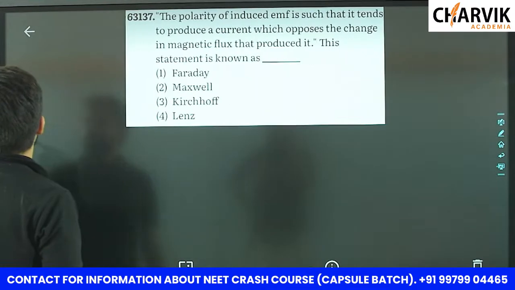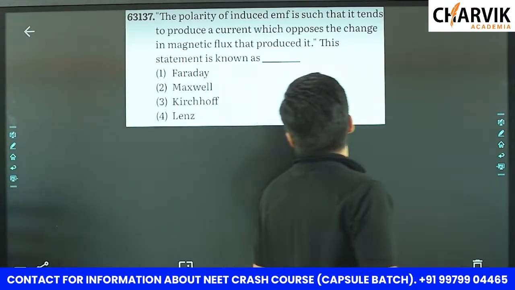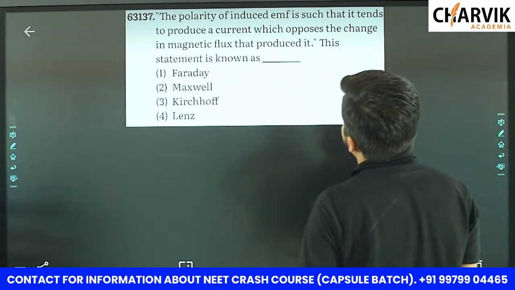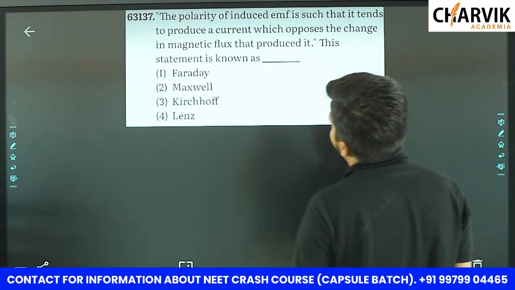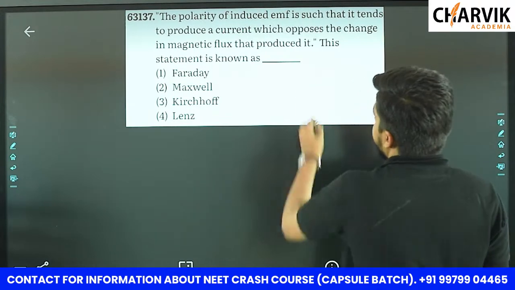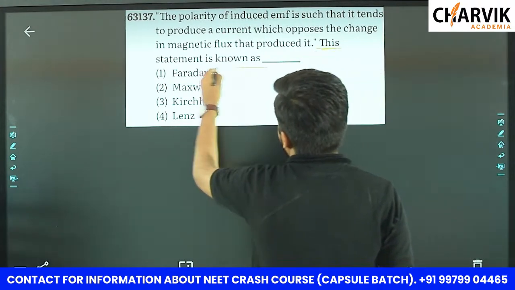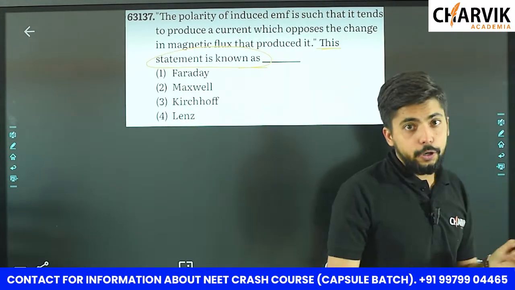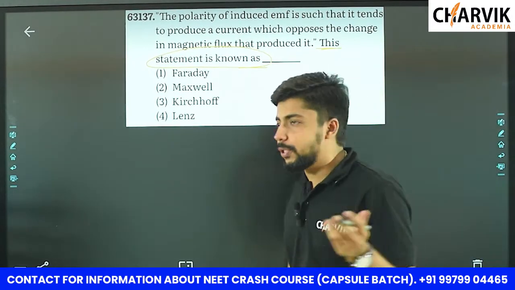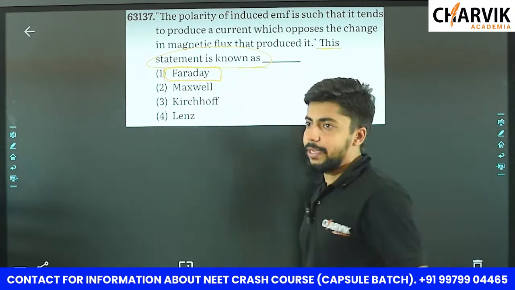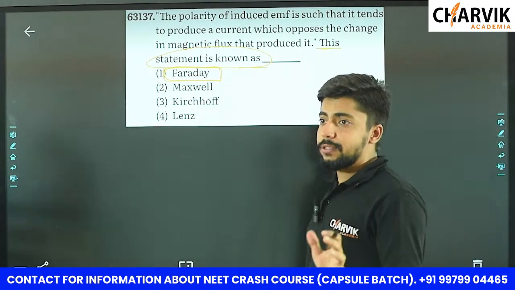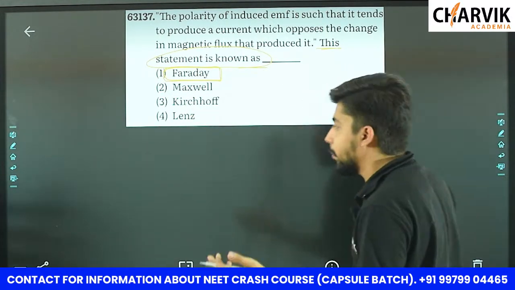Okay. So next, the polarity of an induced EMF is such that it tends to produce a current which opposes the change in magnetic flux that produces it. This statement is known as, who gave this statement to us? Let us check it by option. Faraday. As we all know, there are two laws of Faraday in the 6th chapter, but that does not tell us that the produced EMF will oppose.